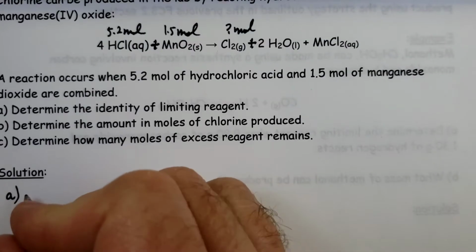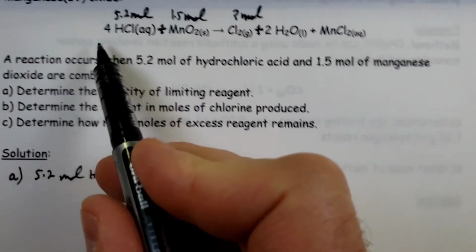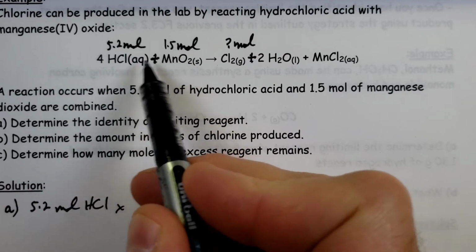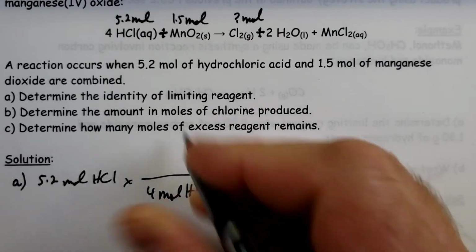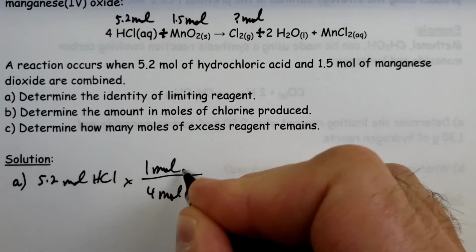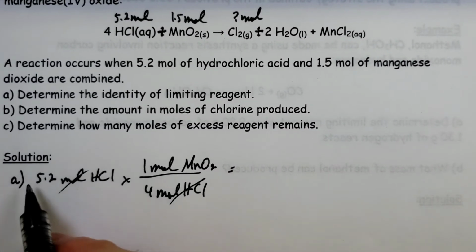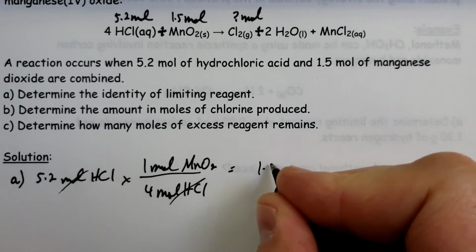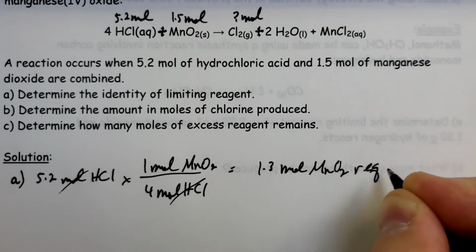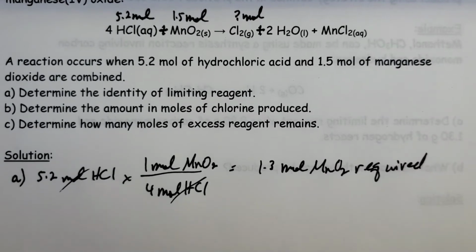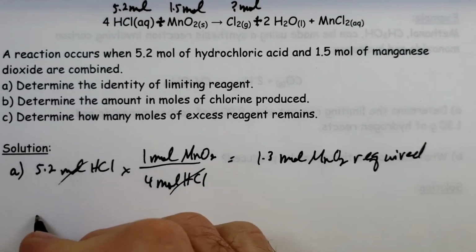So A, 5.2 moles of HCl, and according to the balanced equation, 4-to-1. 4 moles of HCl requires 1 mole of MnO2. So of course, these units cancel. 5.2 times 1 divided by 4, that's going to give us 1.3 moles of MnO2 required. Okay, and we could look at that and see if that's going to work. But hey, let's just do the second one too here, just so we have both of them to compare.